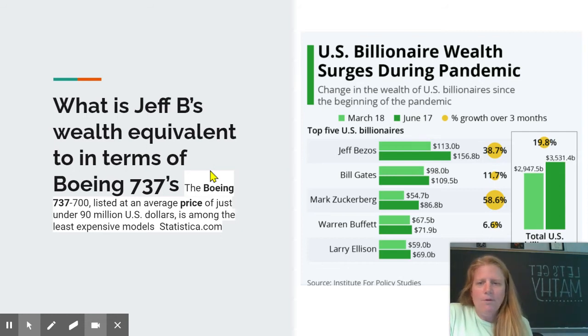Now, one thing that's helpful is to turn this into something that is a little bit easier to think of, because 113 billion is a very large number. So let's see if we can make this into a context that we can think of. We're going to try to turn it into the number of Boeing 737s. Probably you can get a little image of one of those larger jets. And those are approximately, from statista.com, valued under $90 million.